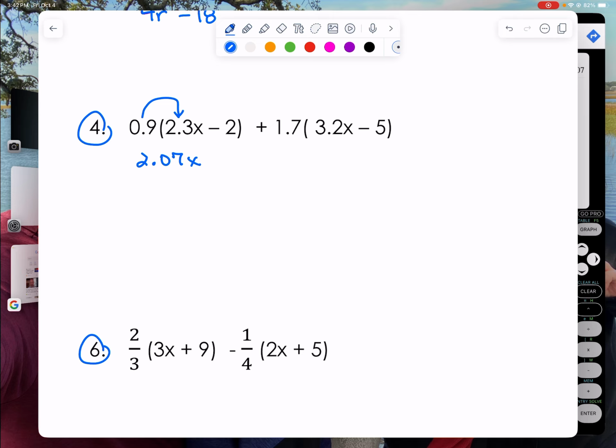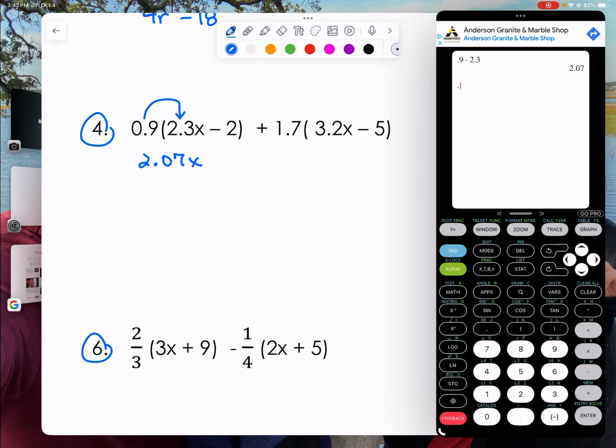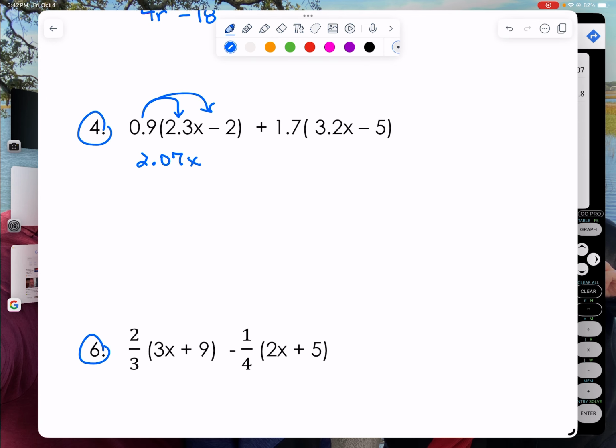And then I'm going to do the same thing. I'm going to distribute my 0.9 times my 2. Come over here on my calculator again. 0.9 times 2 will give me 1.8. So when I distribute that, I'm going to get negative 1.8.